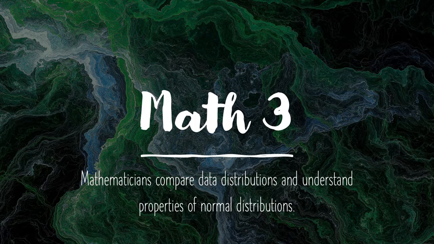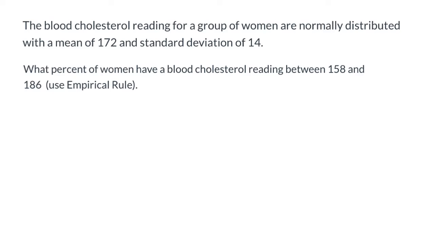Hi, we're going to go over some normal distribution questions and a question on comparing distributions. So the blood cholesterol readings for a group of women are normally distributed with a mean of 172 and a standard deviation of 14. We want what percent of women have blood cholesterol readings between 158 and 186.